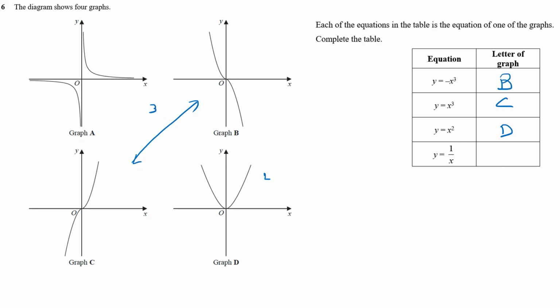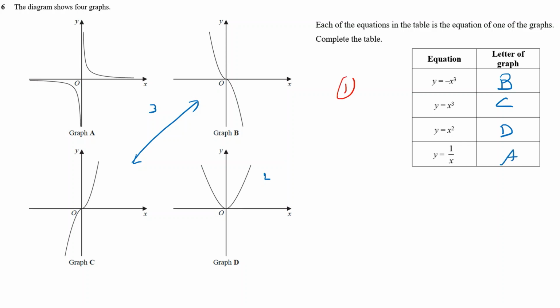1 over x works because 1 over any positive number is always positive, but the higher the value of x, the smaller the value of y, hence why this gets closer and closer to 0 as x increases. And for negatives, 1 divided by any negative value of x is always negative, similarly getting closer and closer to 0, the larger the value of x, the more negative the value of x. So this one must be A.